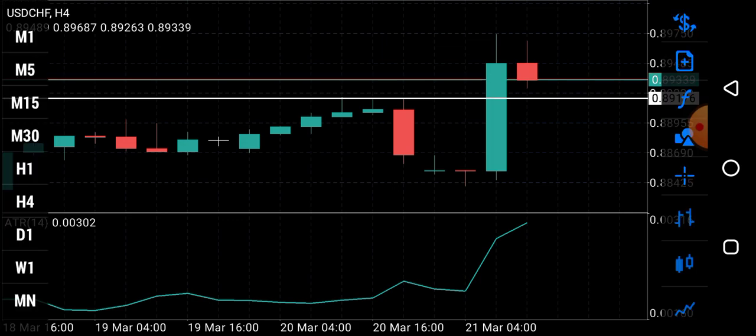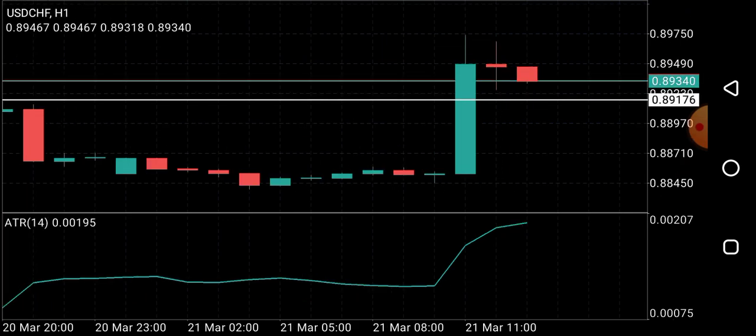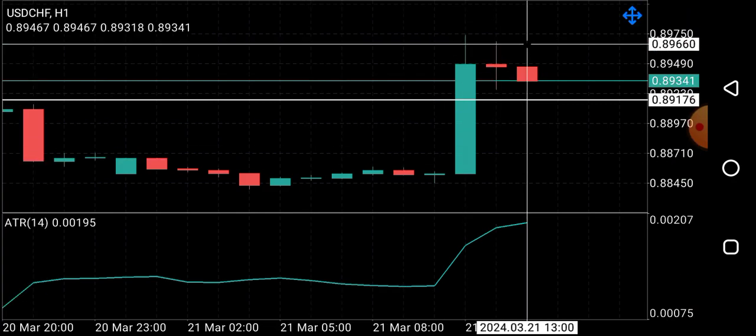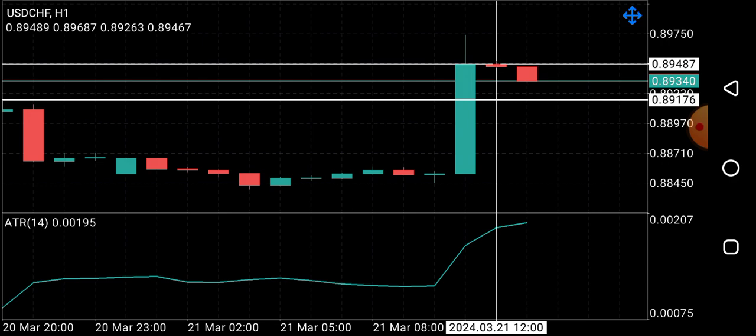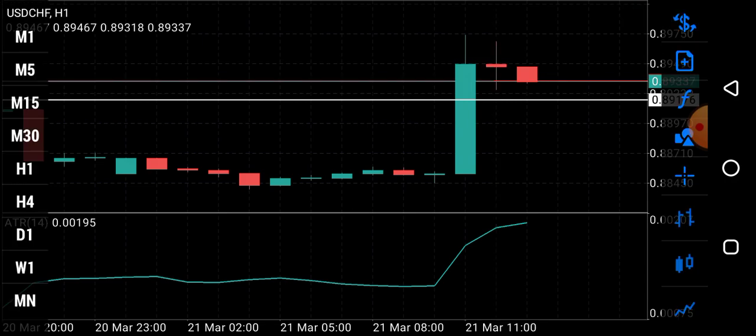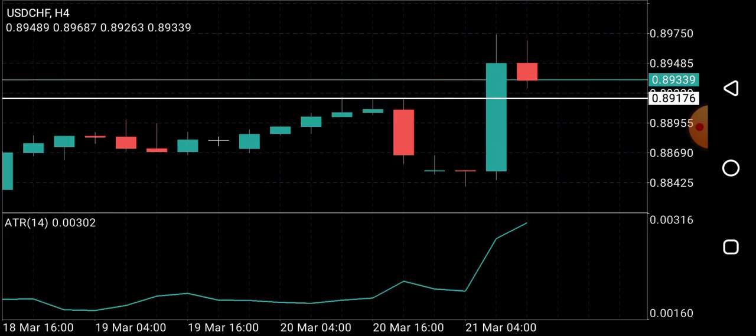Now let's go down to 1 hour. Let's see what we have on 1 hour. You can see on 1 hour, we already have a bearish reversal pattern. This is a spinning top indicating change in trend from bullish to bearish. But we could just wait for the 4-hour candle to close bearish before we start selling. That is how you use the ATR indicator to know when an instrument is overbought or when it's oversold.